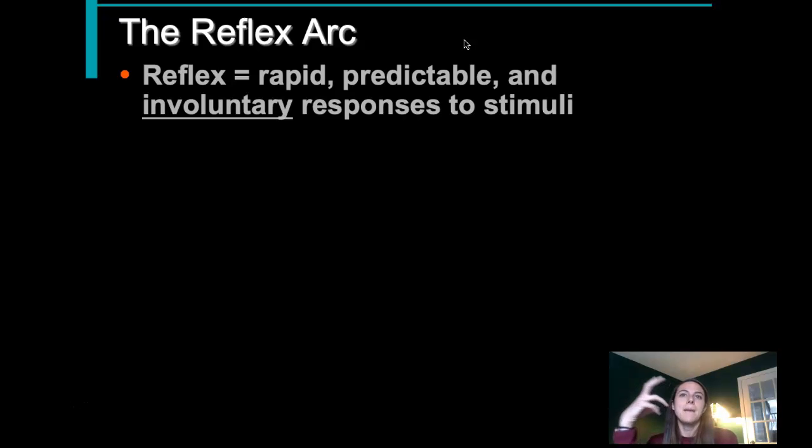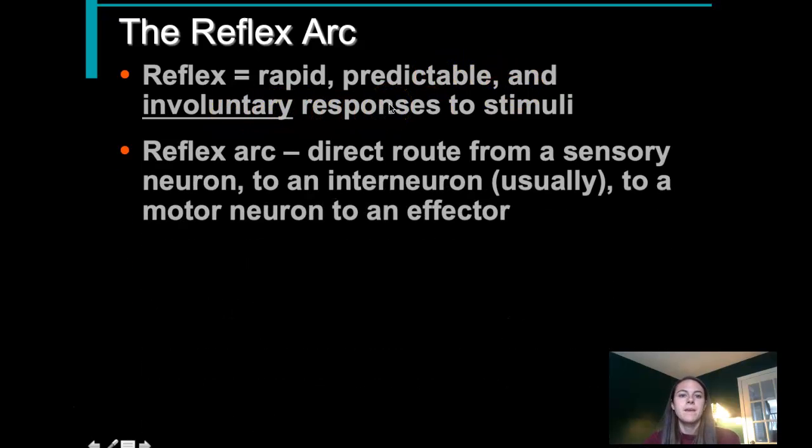And what's happening is my eye is sensing an increase in light coming in. And that signal goes from my eye to my spinal cord, back to the muscles in my eye to make my pupil smaller to limit the amount of light that comes in. I can't choose to do it. It's quick because it never actually reaches the brain. It's predictable because it happens the same every time. It's involuntary because I can't control it.